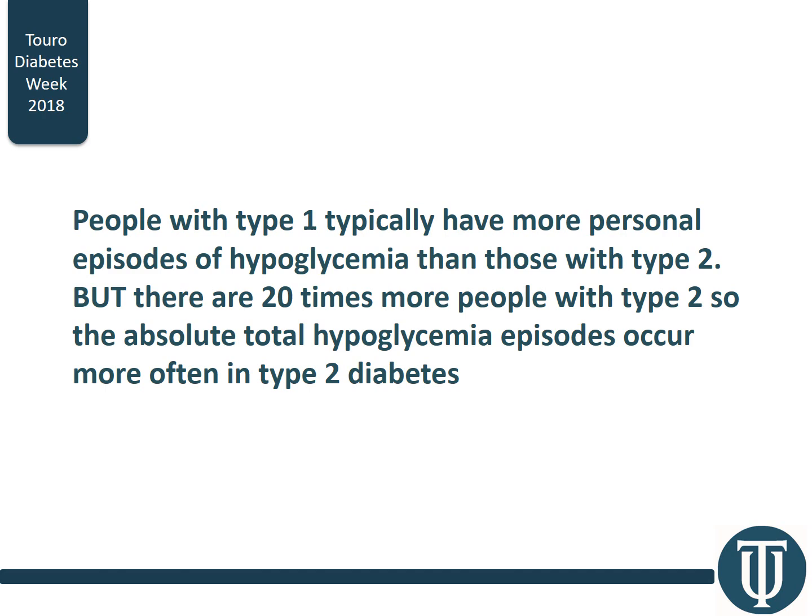So in summary, we know that people with type 1 personally will have more individual episodes of hypoglycemia than type 2 because of the impairment of the first and second phase of defenses. But there are so many more people with type 2 diabetes that the absolute number of hypoglycemic episodes occur more often in type 2 diabetes. And many of you will be seeing many patients with type 2 diabetes, and we need to know that you're asking your patients, assessing them for hypoglycemia, their symptoms, and how they treat it.